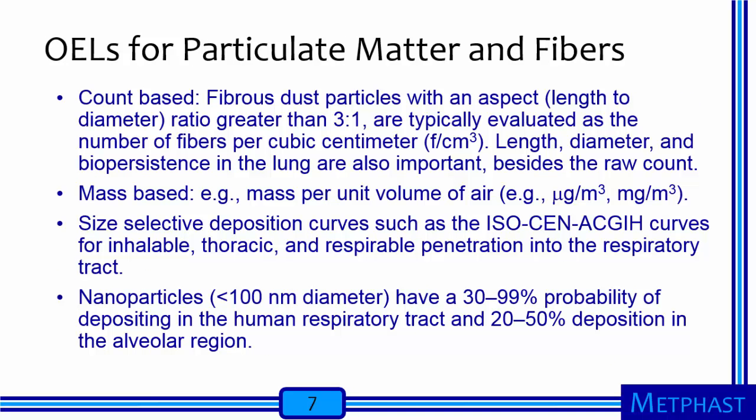There are a variety of types of occupational exposure limits for particulates. The first one is count-based exposure limits. Fibrous dust particles with an aspect ratio, that is, length to diameter ratio greater than 3:1, are typically evaluated as the number of fibers per cubic centimeter. Length, diameter, and biopersistence in the lung are also important besides the raw count.